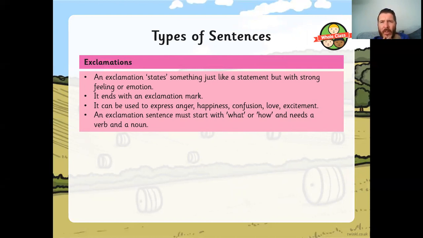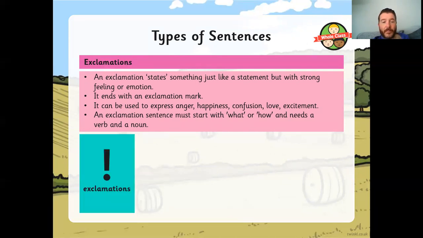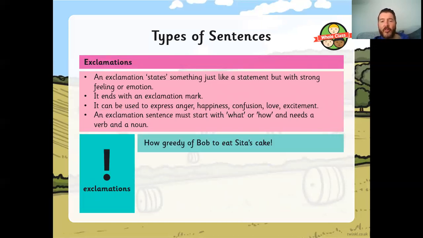But can you think of another sentence type that could start with what or how? Could be a question, couldn't it? So the way we know that it's an exclamation sentence is it will have an exclamation mark rather than a question mark, and it won't ask and need an answer. Okay? So exclamations, we use exclamation marks like that one there. For example, how greedy of Bob to eat Sita's cake. You can see the how, you can see the exclamation mark. There's also a verb, which is eat, and there's also a noun, which is cake.